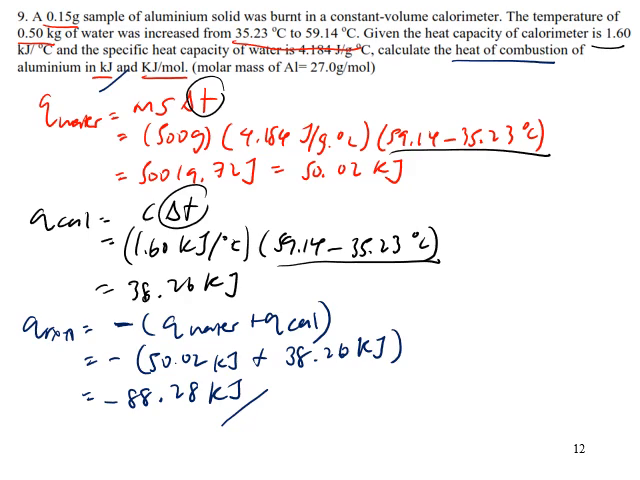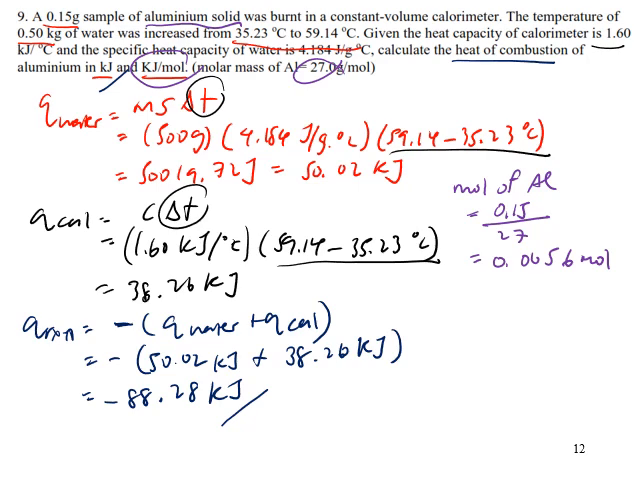Next, you can see that they actually want us to calculate something in kilojoule per mole. The per mole here is the mole of the sample that you burn. So we are using aluminium solid. So you have to find the mole of aluminium they use. The mole of aluminium is the mass of aluminium, 0.15, divided by the molar mass, 27. So 0.15 divided by 27, we get about 0.0056 mole.